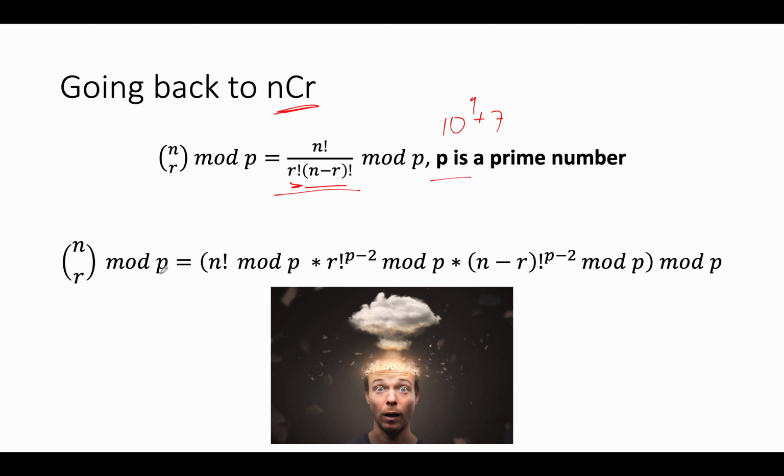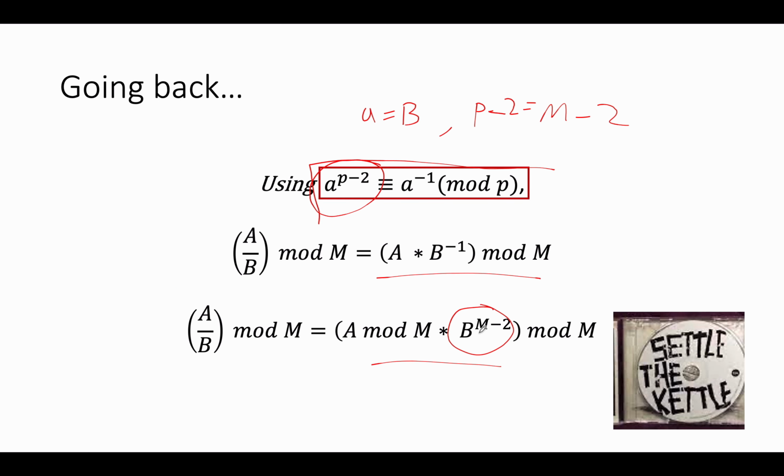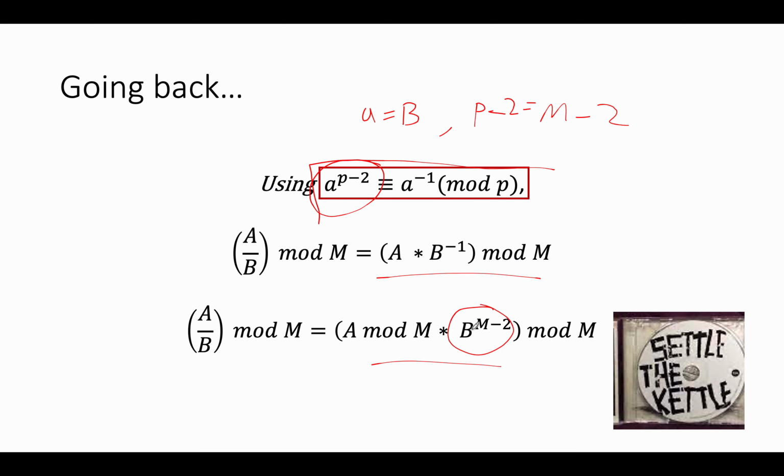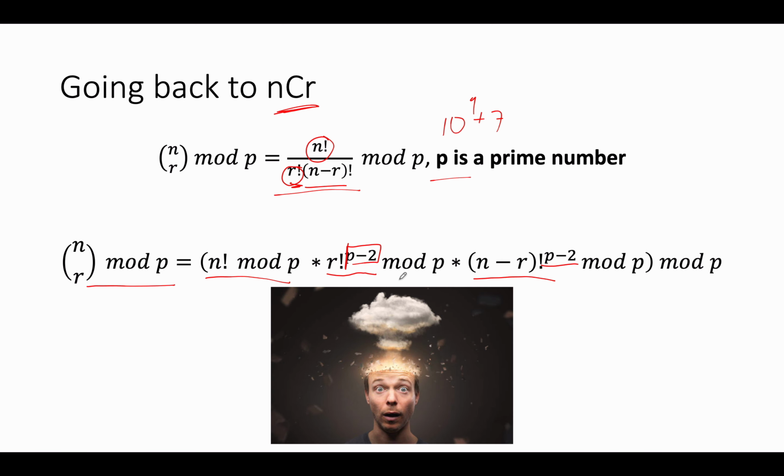So to calculate n choose r mod p is simply n factorial mod p times r factorial to the power of p minus 2. Because this r factorial is the one at the denominator, the one that we're actually dividing, we raise it to the power of p minus 2 using what we have obtained earlier from here. And same thing, n minus r factorial to the power of p minus 2, because of the result we have obtained earlier from this particular expression. And then finally, we multiply everything together and mod p. So essentially, that's how we calculate n choose r mod p.